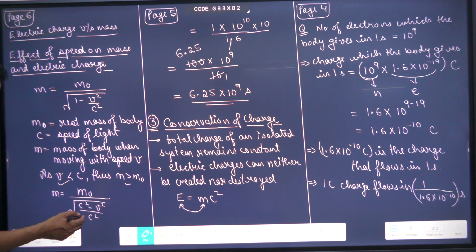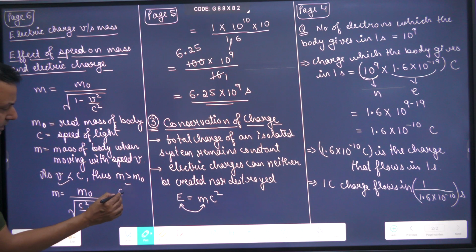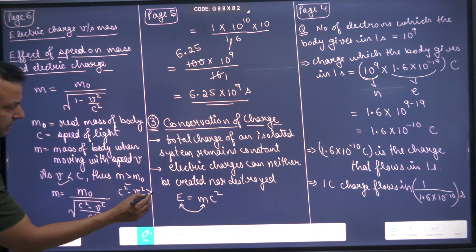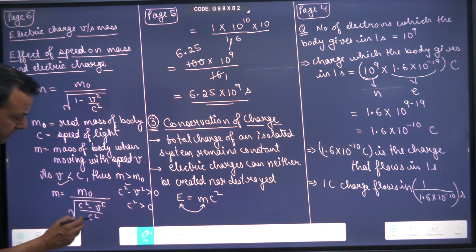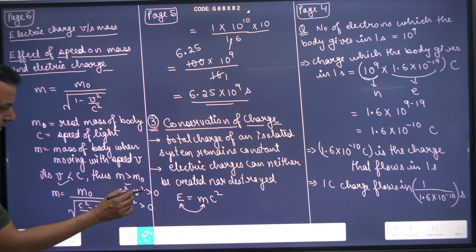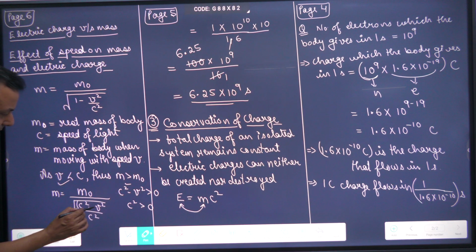Divided by c square, it means that it will be again a very small quantity. So c square minus v square is greater than 0, positive, and c square is also greater than 0. These quantities both are greater than 0. Then what will happen? A positive term divided by a positive term. C square minus v square is positive, because c square is greater than v square. So if we subtract a small value from a big value, then we get a positive value. C square minus v square is positive, upon c square is also positive.